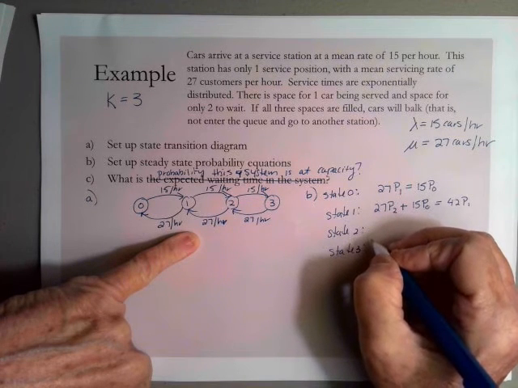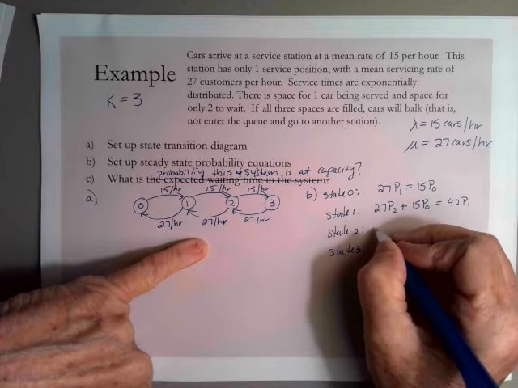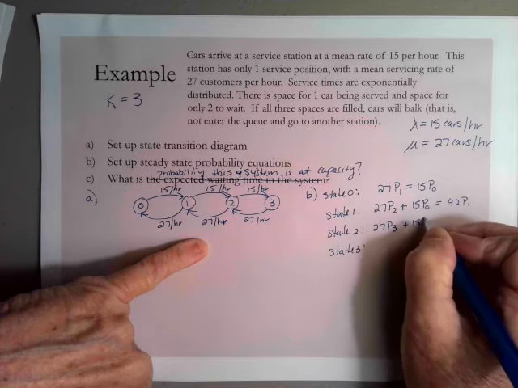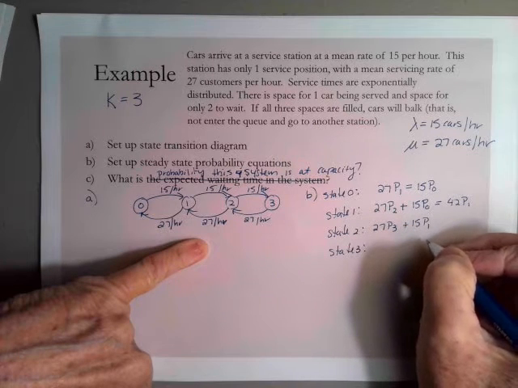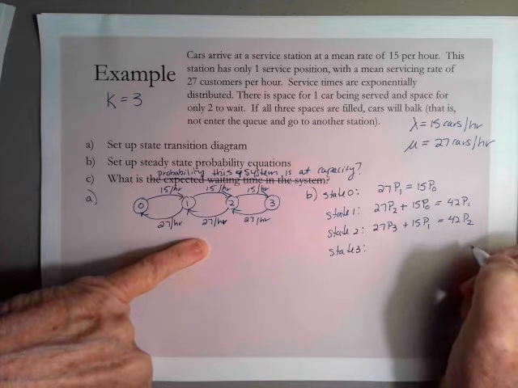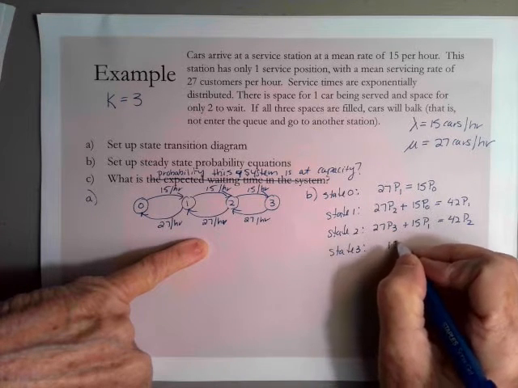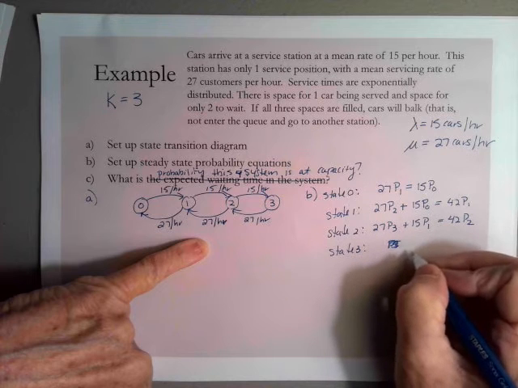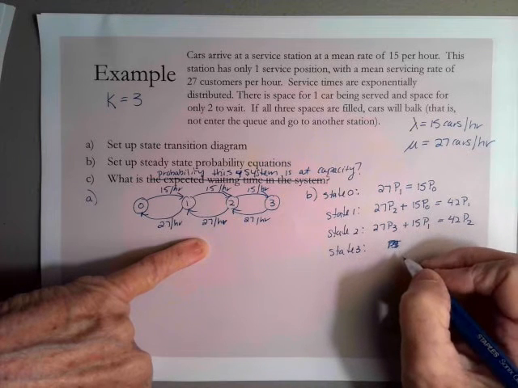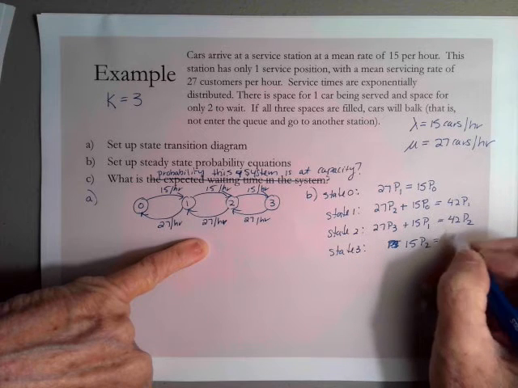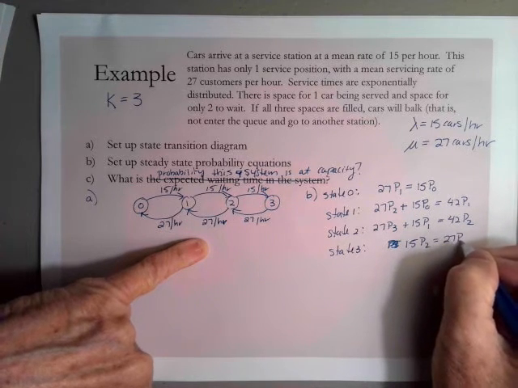And then for state 2, we would have 27 P3 plus 15 P1. Is that right? Yeah, sometimes I mess that up. And that would be 42 P2. And then finally, wait, let me be consistent here. The rate into state 3 is 15 P2, and the rate out of state 3 is 27 P3.